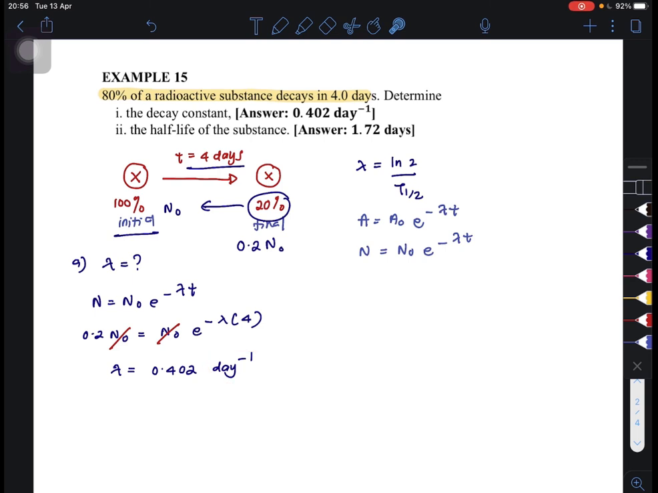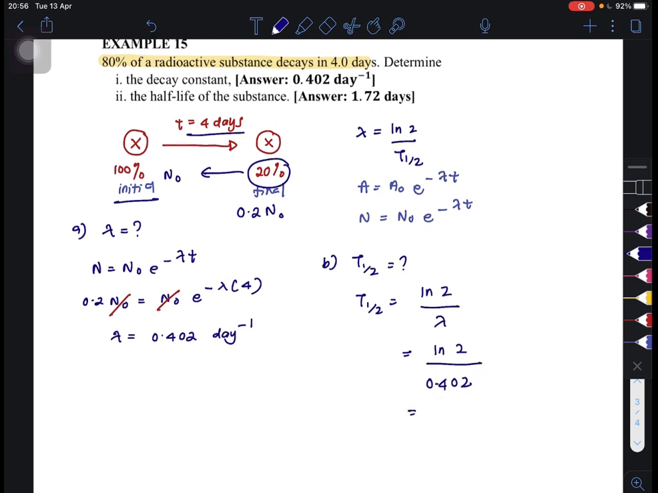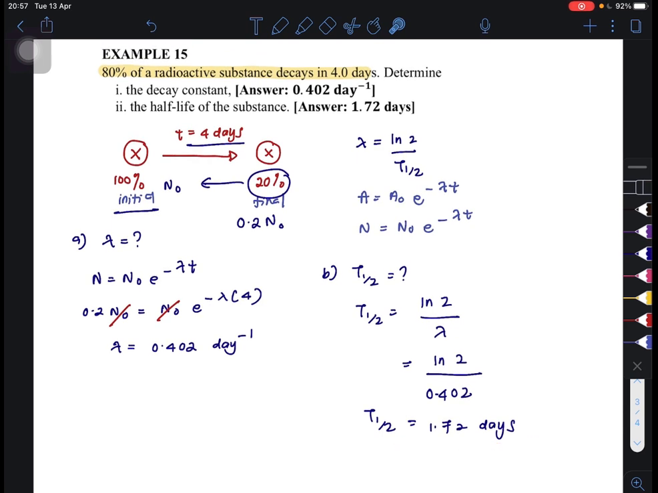Okay, so next one is you want to find the half-life. So soalan B, half-life, di mana half-life is equal to ln 2 divided by decay constant. So decay constant sama dengan 0.402. So will be equal to 1.72 days. Okay, if you want to leave the final answer in terms of second, still accepted because it doesn't emphasize dekat sini kan unit apa yang perlu digunakan. So leave the question like this pun boleh, in second pun boleh juga.